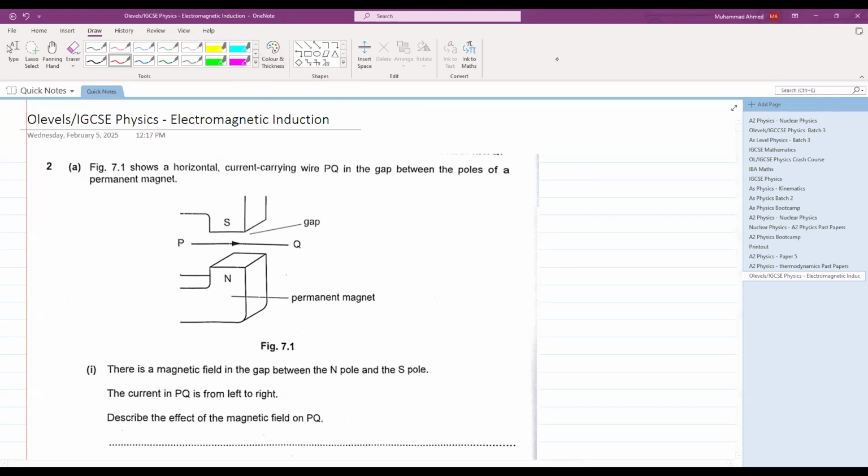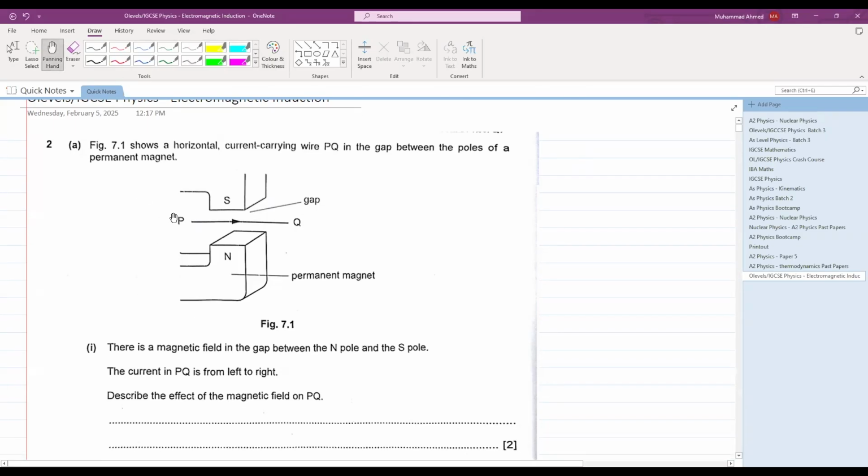Okay, students, so let's start with the topic of electromagnetic induction and let's do some theory past papers for it. O levels in IGCSE physics. Let's start with this question.